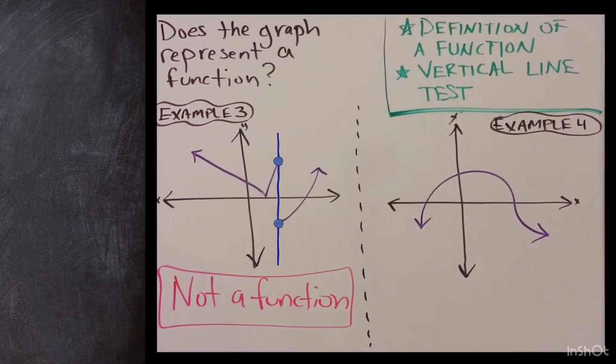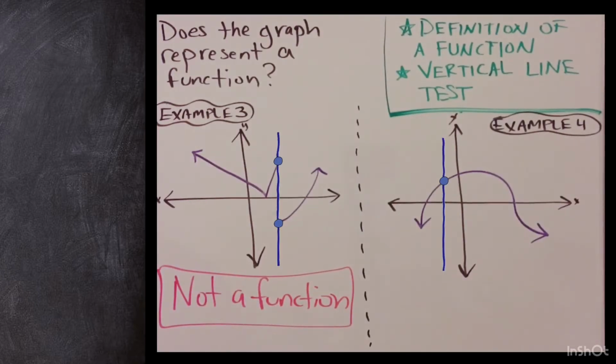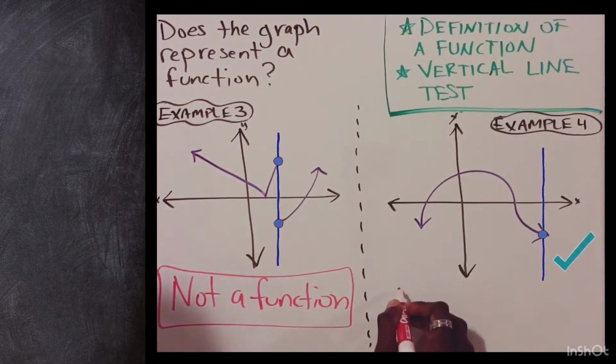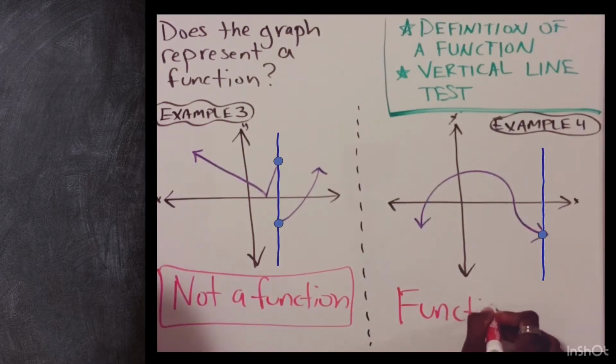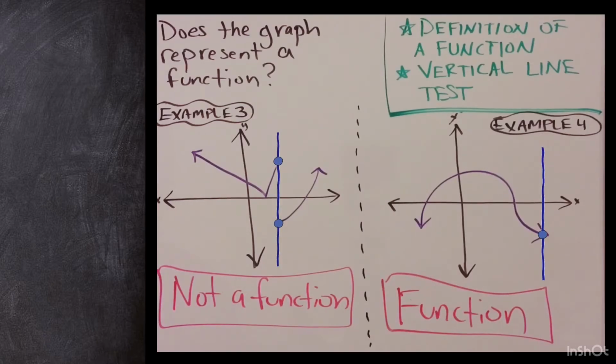Let's start our vertical line test with example 4. As you see, the vertical line is already moving, and we see clearly that the x value doesn't repeat. So this is a function. When the vertical line is moving across the x-axis, it only touches 1 point on the graph and no more. Let's look at our final 2 examples.